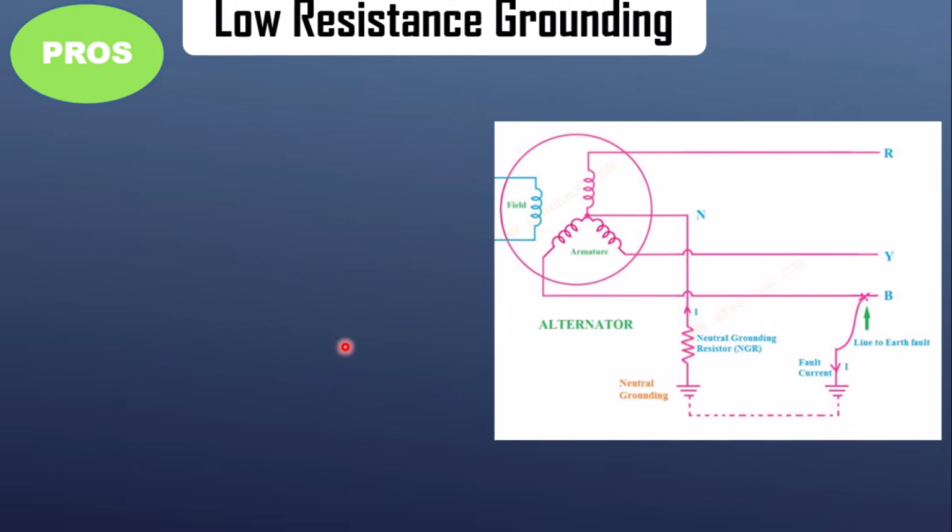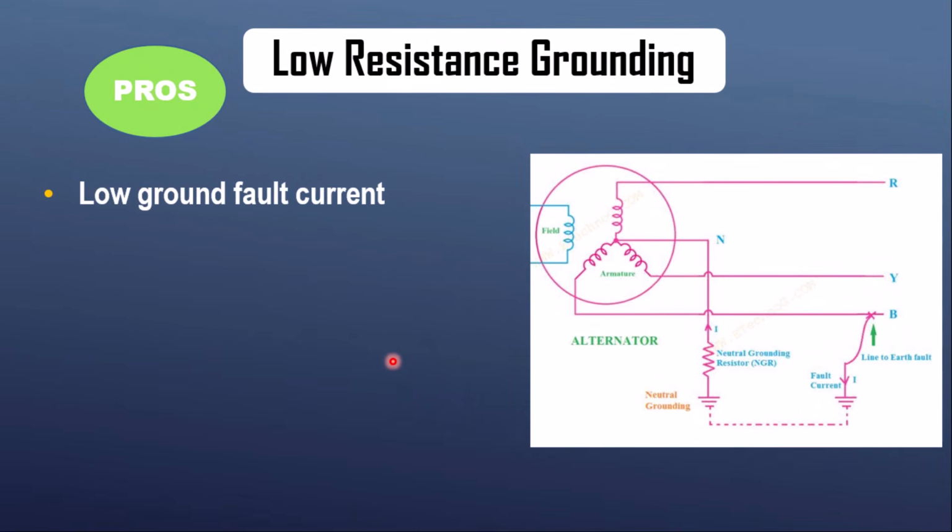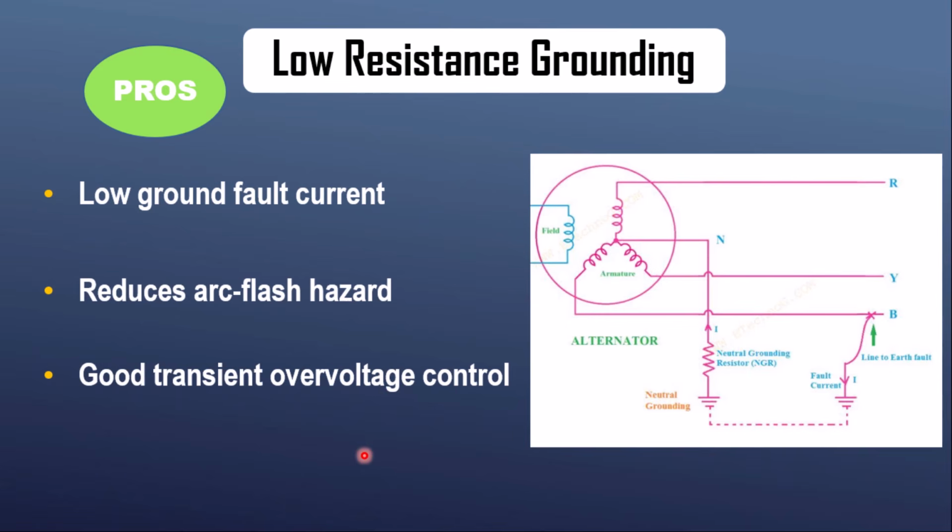So since the fault current is limited, there is less damage to the equipment. It also reduces arc flash hazard and has good control over the transient overvoltages that are produced during the fault. The fault current is limited. It reduces the stresses on the equipment like the breaker and the generator itself.